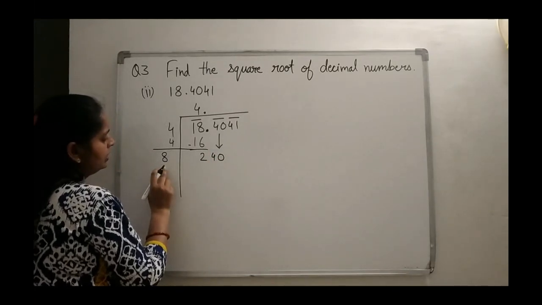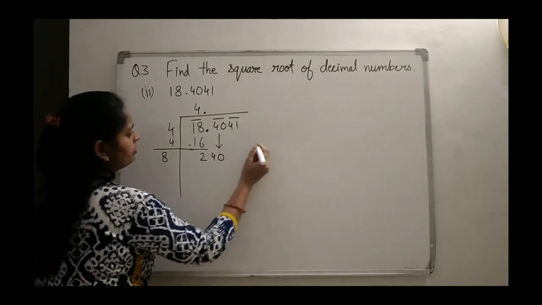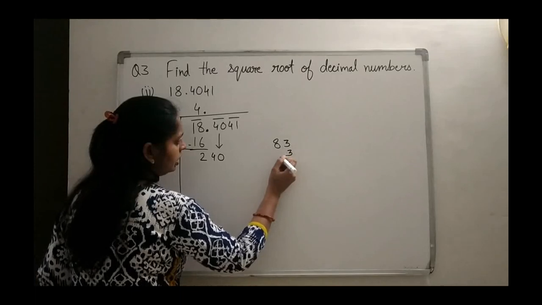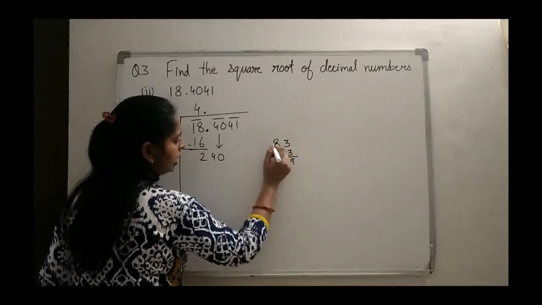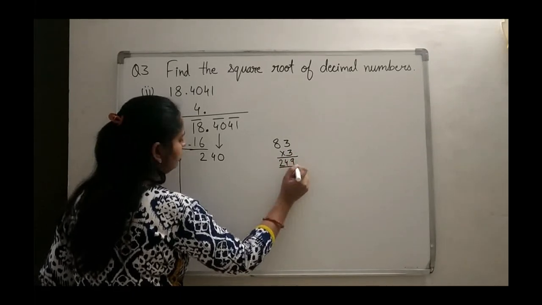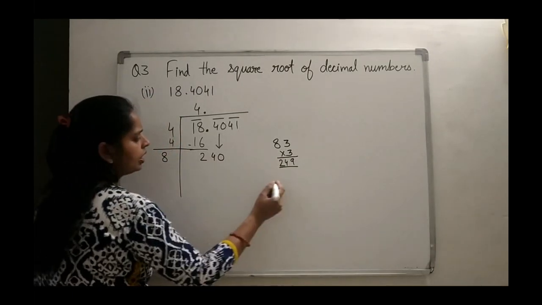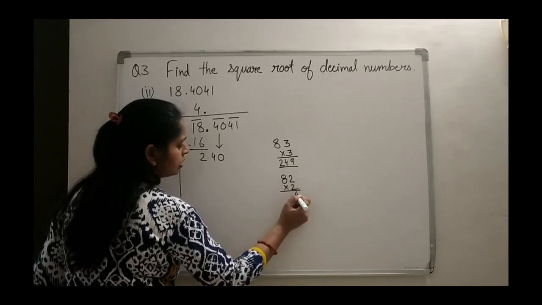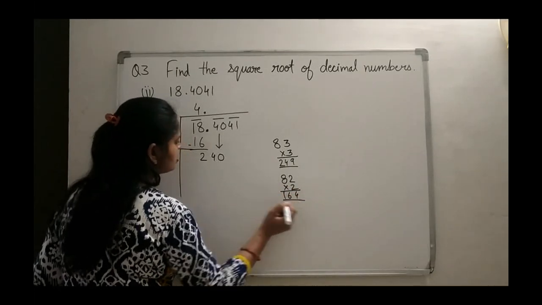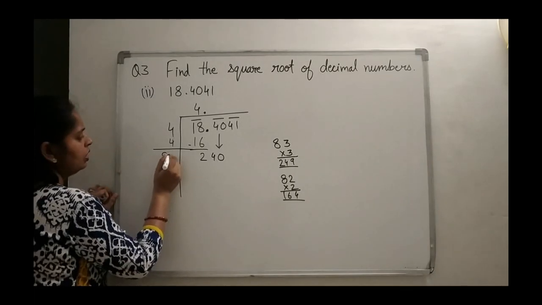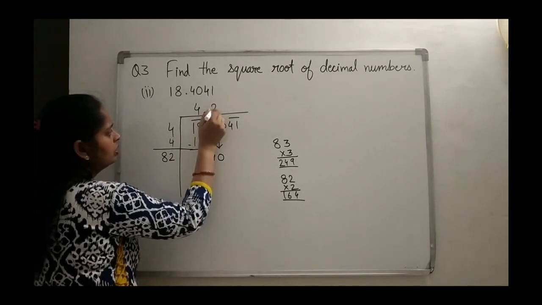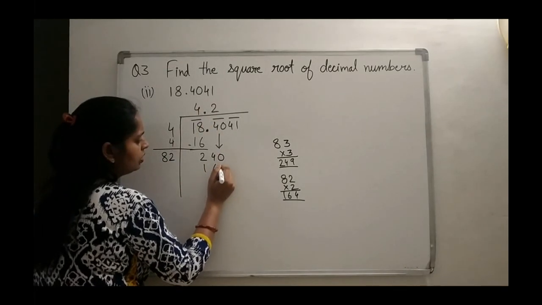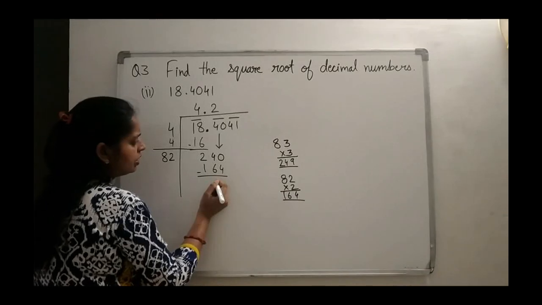Right? Now I am having 8. So if I put 3, 83 into 3 will go: 3 3s are 9 and 8 3s is 24. But it is greater than this. So I have to take 82. 82 into 2, that is 2 4s are 8, 2 8s is 16. So 164. I have taken 2 here, so I have to put 2 here. And 82 into 2 will give you how much? 164.